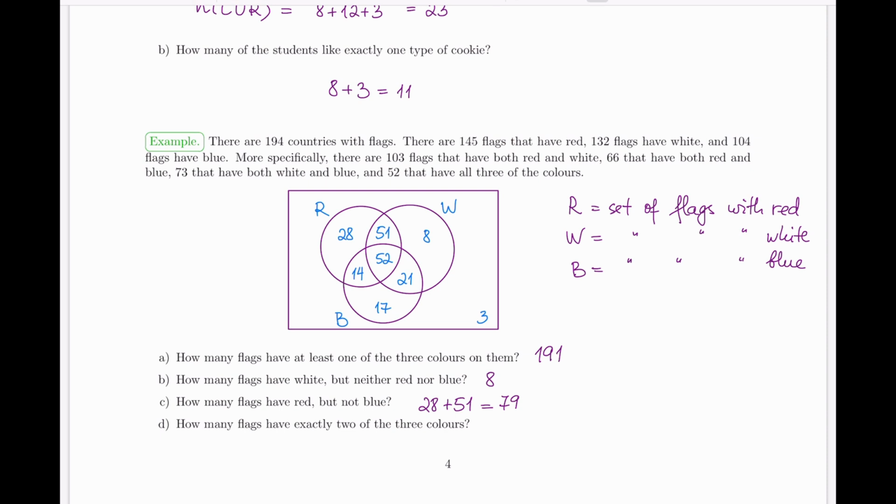And then finally, how many flags have exactly 2 of the 3 colors? Exactly 2 of the 3. So it can be red and blue, or red and white, or white and blue. For example, red and blue, exactly 2 of the colors. I cannot account for this number because it has exactly 3. But I'm interested in red and blue, this number, red and white, this number, and blue and white, this number. So here I'm going to have 14 plus 21 plus 51, which overall will give me 86.